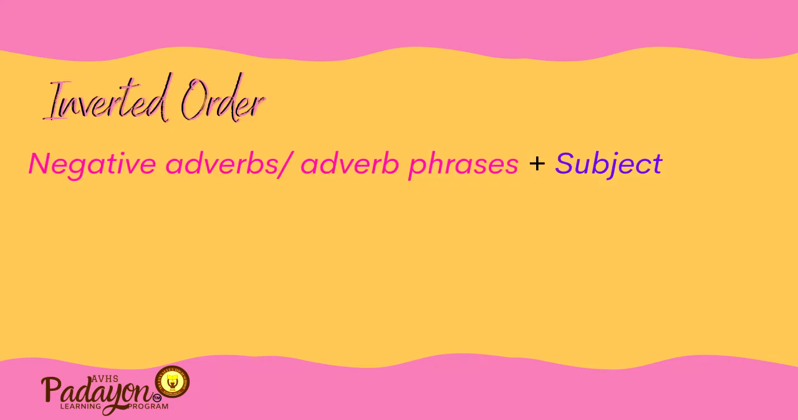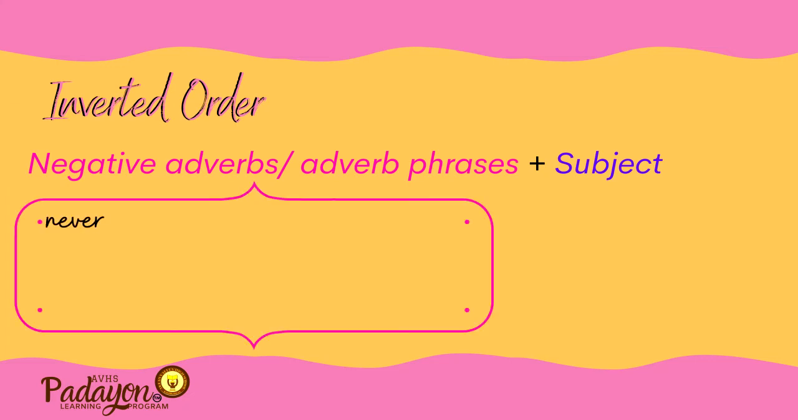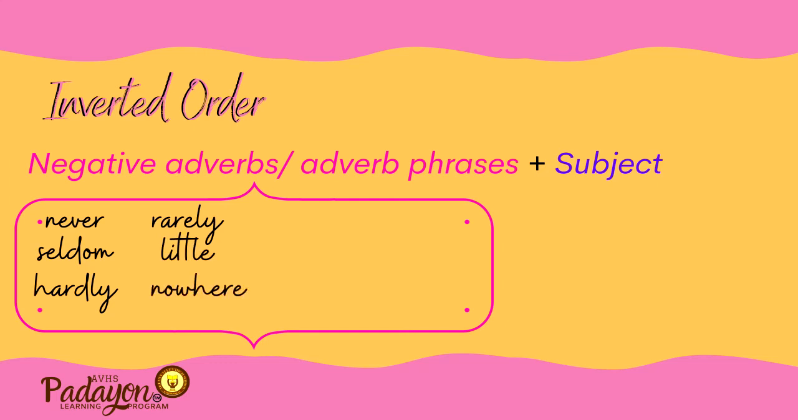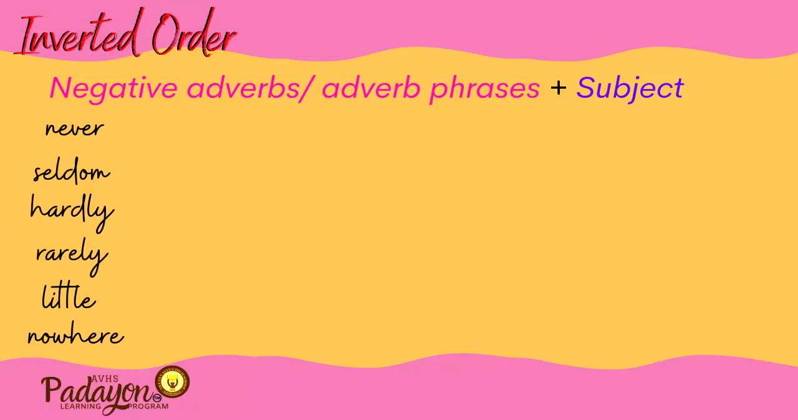Now let's go to negative adverbs or adverb phrases plus subject. Here are the examples of negative adverbs and adverb phrases: never, seldom, hardly, rarely, little, nowhere, in no way, only later, on no account. Now let's use the following in a sentence.